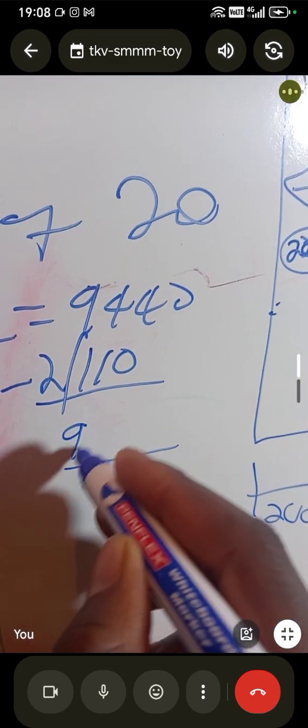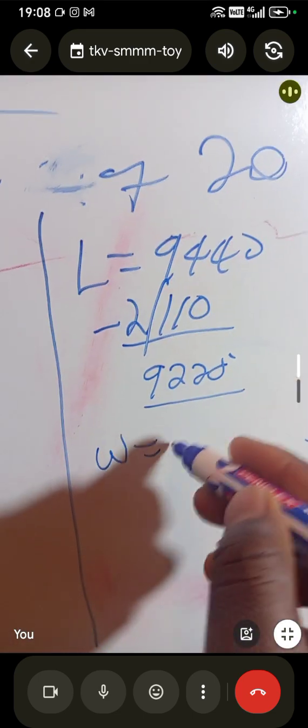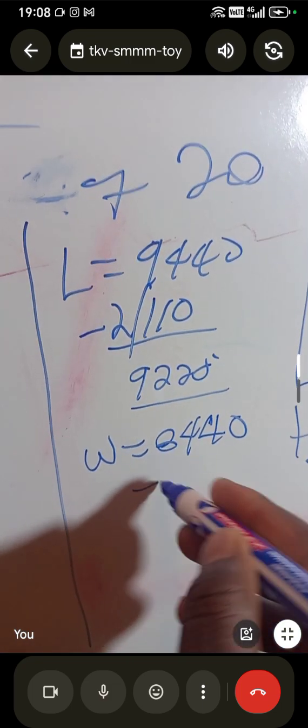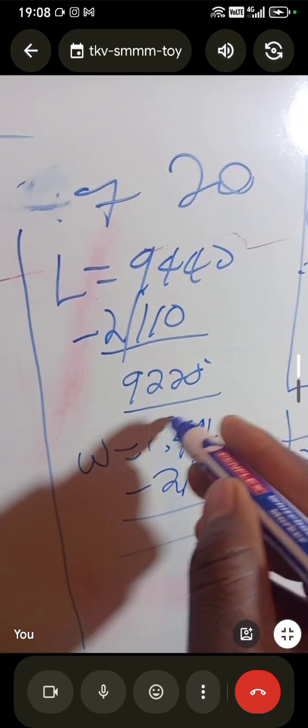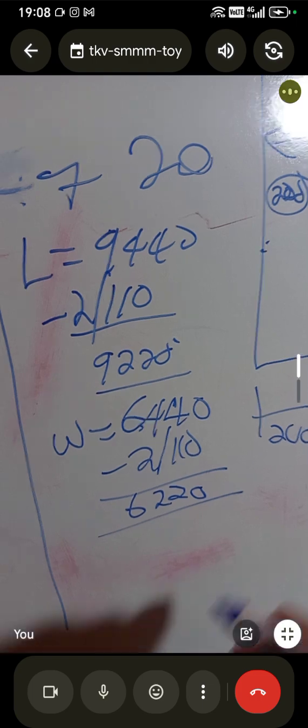The width is the same thing: 6440 minus 2 of 110. What is the answer? It's going to be 6220. So even on this other side, you're going to use the same method, but on this side you're going to subtract these 2.